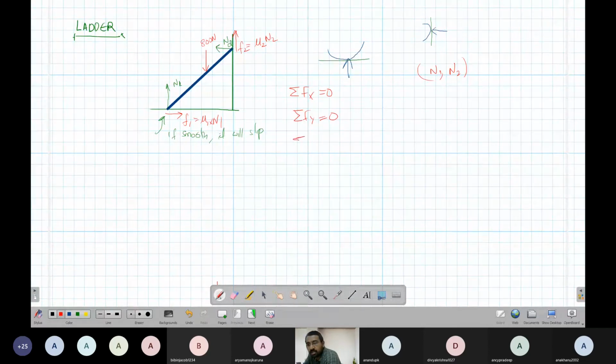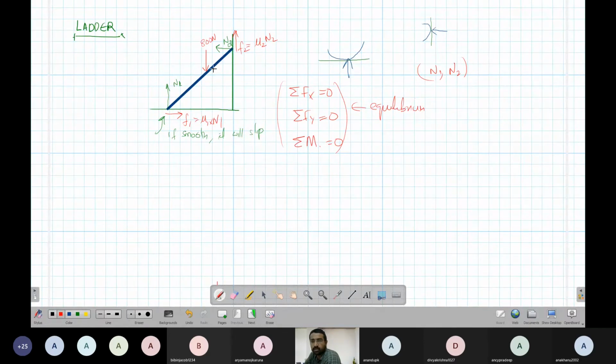So you can also write summation of moment about any point equal to 0. You can write this, okay, because it is equilibrium. This is the equilibrium equation. Okay, and the equilibrium equation equals 0 because it is not moving. Since it is not moving, we can equate all the equilibrium equations to 0. Okay, so I hope this is clear.